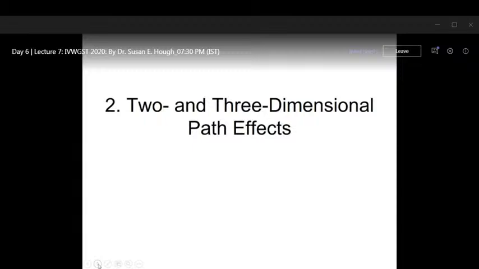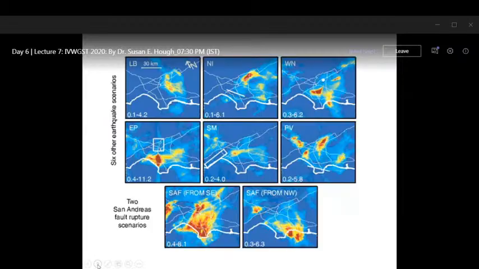Okay, so now let me go on, and that's sort of the basics of site response, the textbook ideas. For the rest of the talk, I'm going to talk about more complicated factors that are important for site response. So the first of them is 2-dimensional and 3-dimensional wave propagation effects.